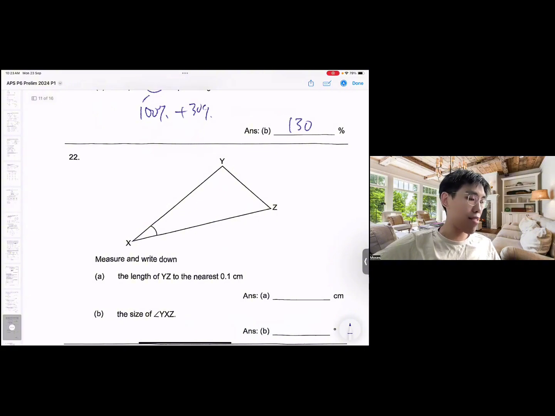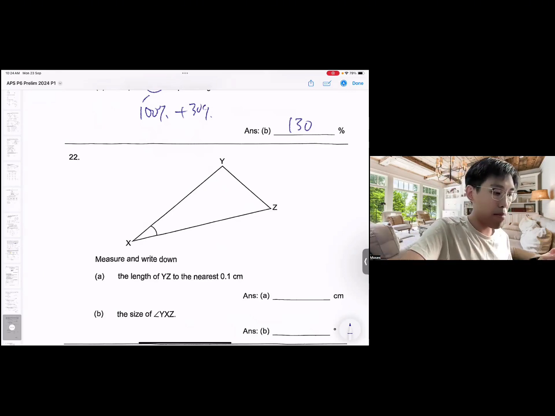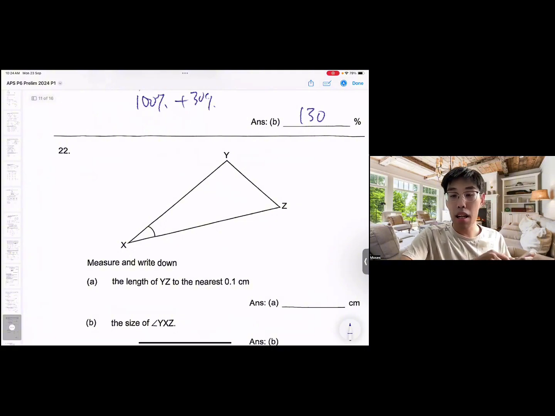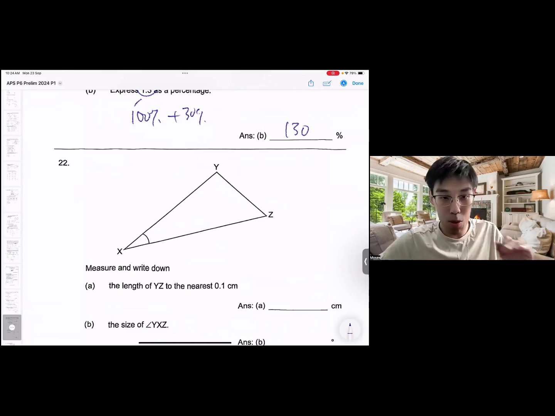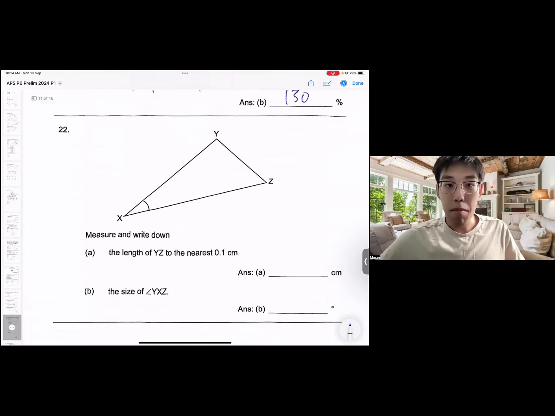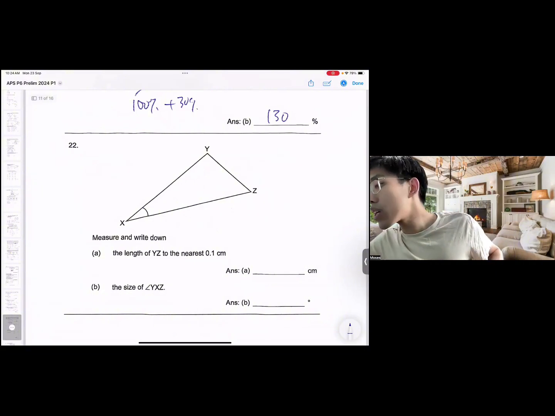Okay, measure and write down the length of YZ to the nearest 0.1 cm. Because it's based on my zooming of the screen, my answer here will be different from yours. So this one I leave it up to you all. This one should be quite easy. The measuring as well.